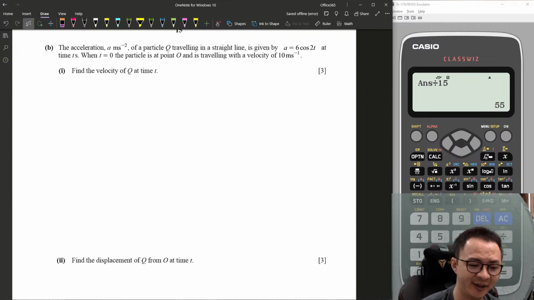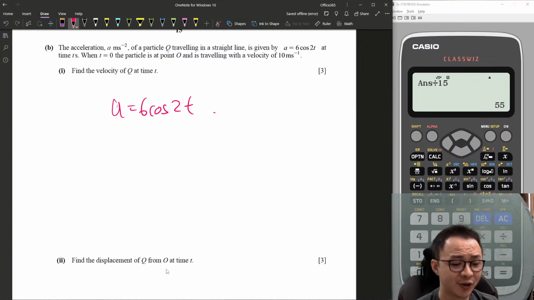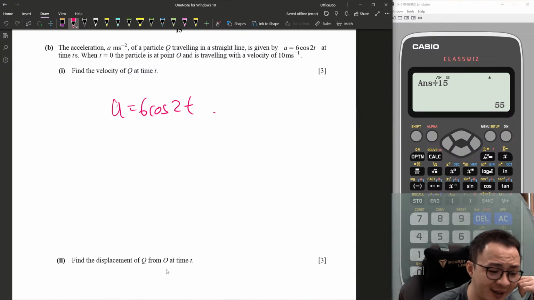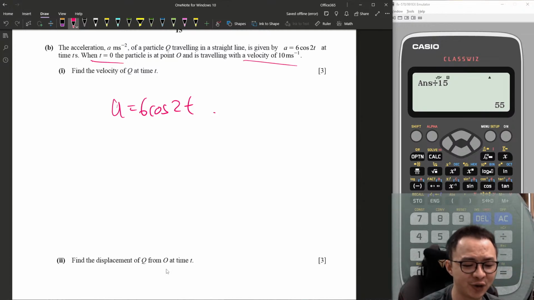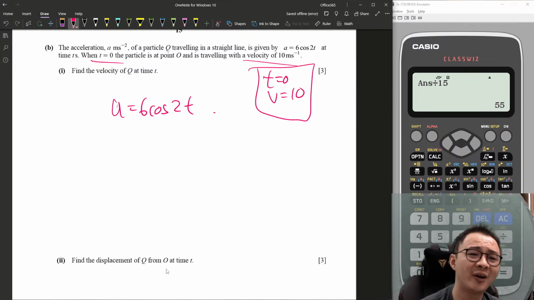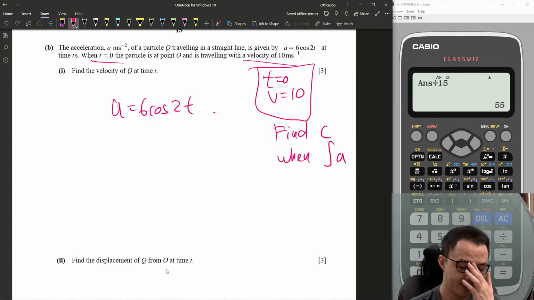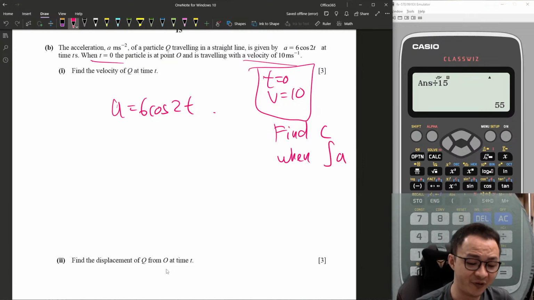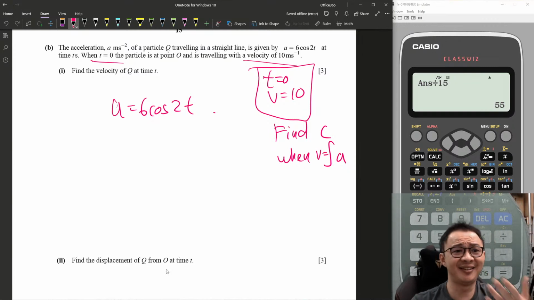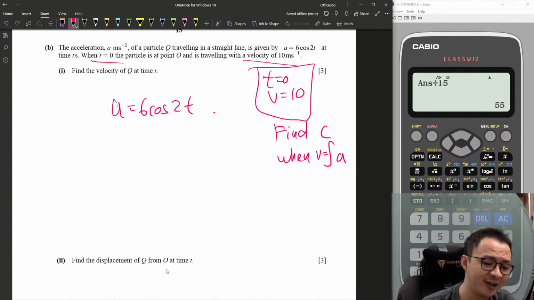Lastly, kinematics. We have the equation a equals 6 cos 2t. Here, when t equals 0, v equals 10. If you joined my class before, what do we use this for? To find c when we integrate a. Because when we integrate a, we get v, so we will have a c after we integrate. So find the velocity of Q in terms of time, easy peasy.